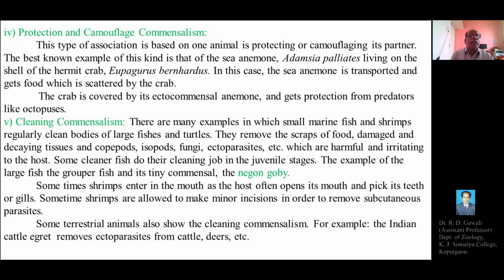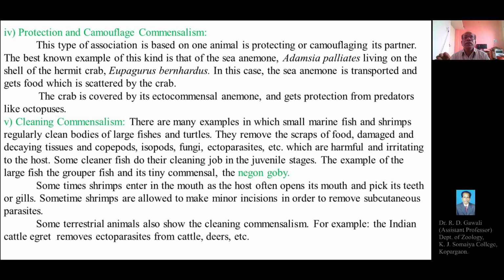Then protection and camouflage commensalism. This type of association is based on one animal protecting or camouflaging its partner, or a commensal. The best known example of this kind is that of the sea anemone Adamsia palliata living on the shell of the hermit crab, Eupagurus bernhardus. In this case, the sea anemone is transported and gets the food scattered by the crab. So this is a protection or camouflage type of commensalism.